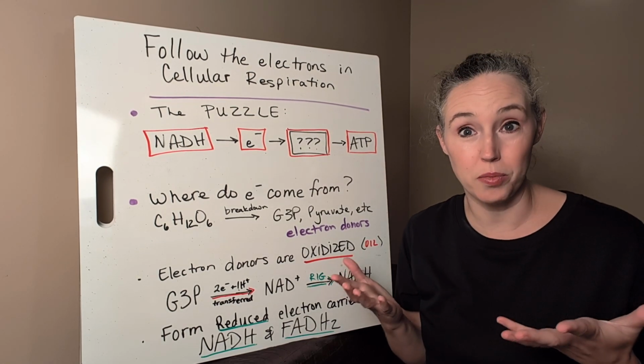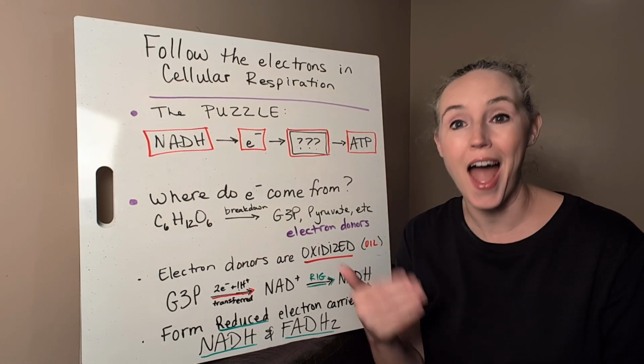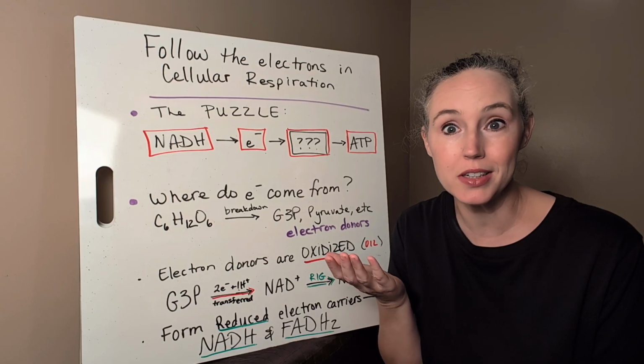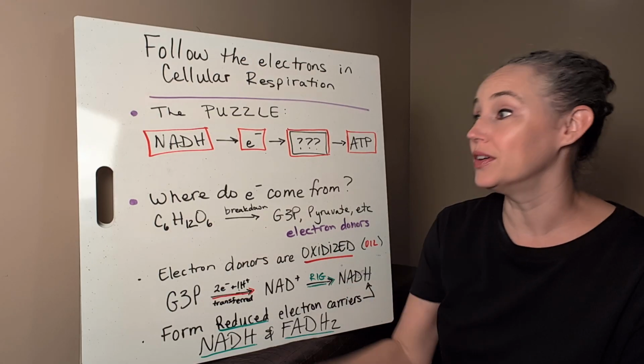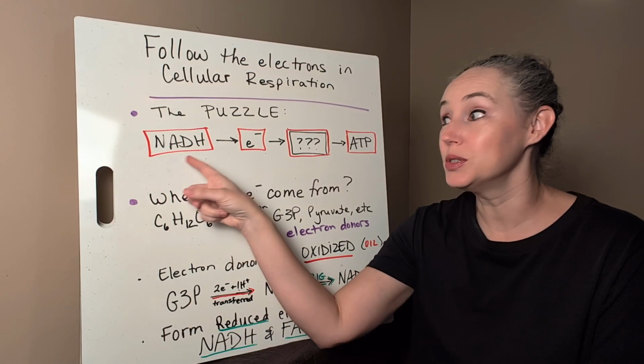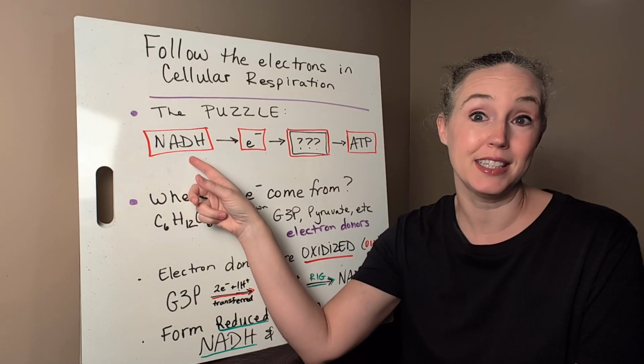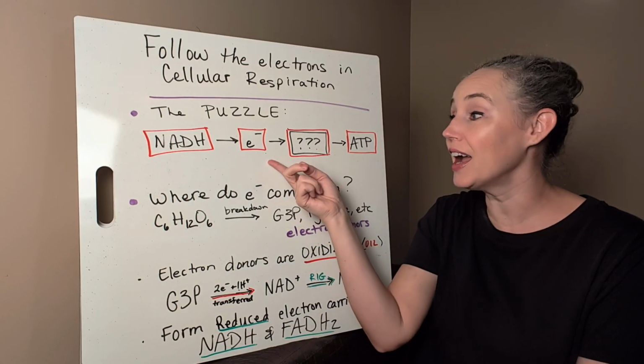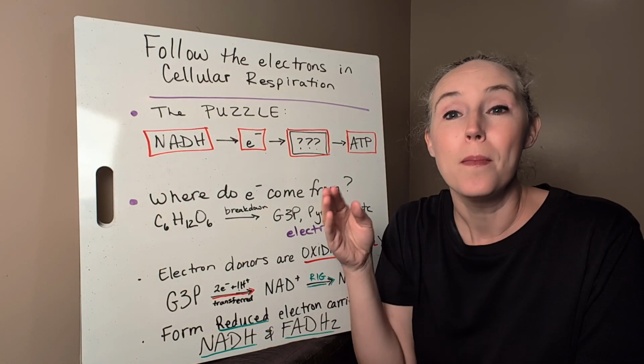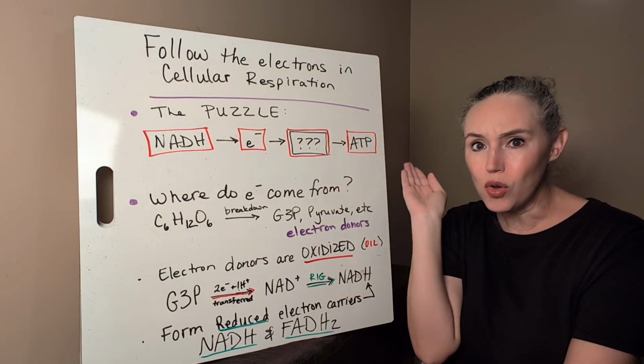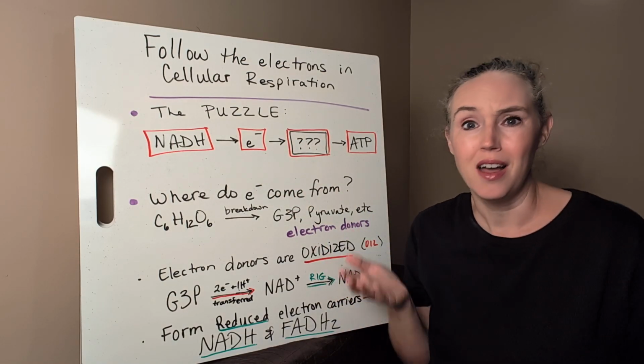How does electron movement through cellular respiration actually result in ATP production? You may already know that reduced electron carriers like NADH and FADH₂ carry high energy electrons. But how does that actually result in the production of ATP?